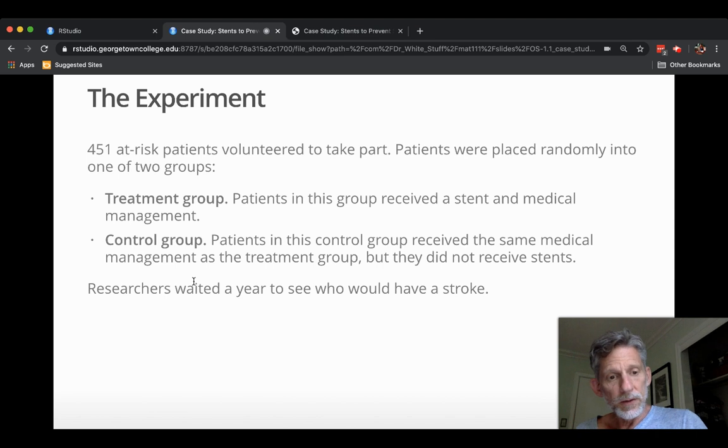Usually that's the way the terminology goes. The treatment group is having the special interesting thing done to them. The control group is treated kind of like how medical practice usually works today. And once the people were in the two groups, then researchers just medically managed them and waited a year to see who in this experiment would have a stroke.